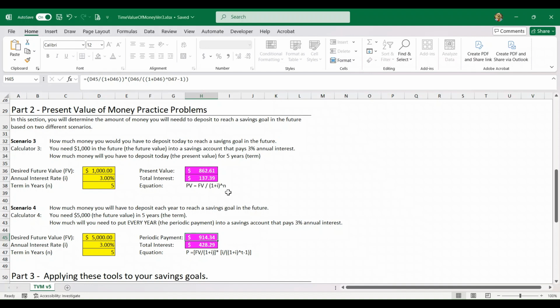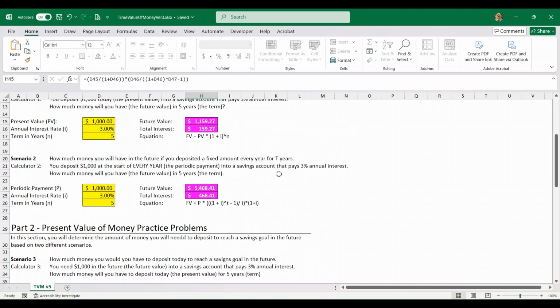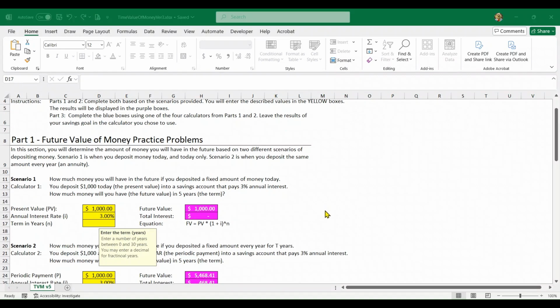So again, this is like scenario 2, but instead of saying how much money am I going to have in the future, I'm telling you I need to have $5,000 in the future, so how much do I have to put into the bank to be able to do that? So those are the 4 practice problems, and that's exactly what I need you to do. One of the things I would like you to do is start playing around with these particular calculators.